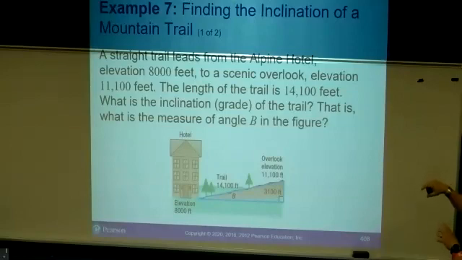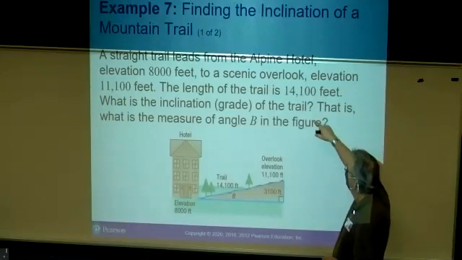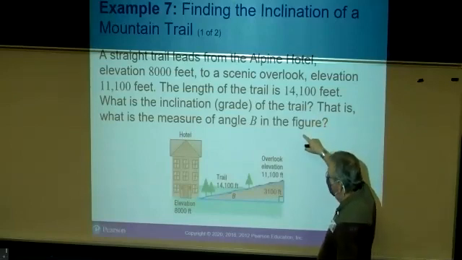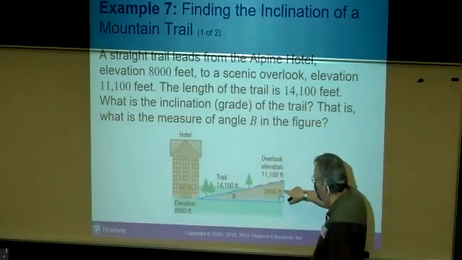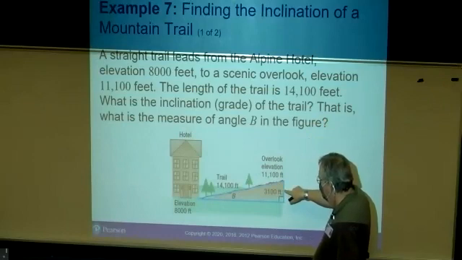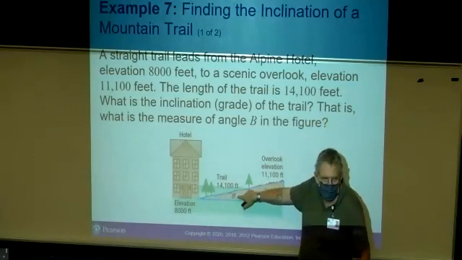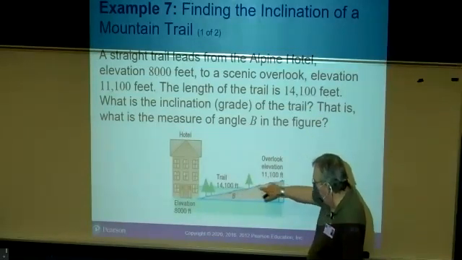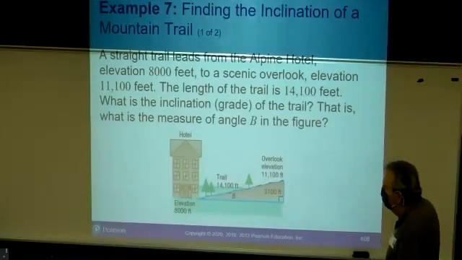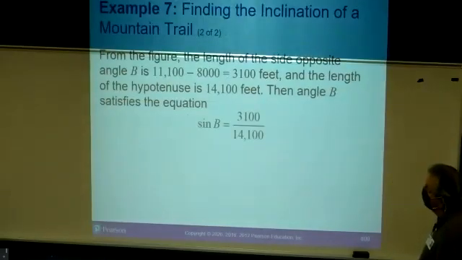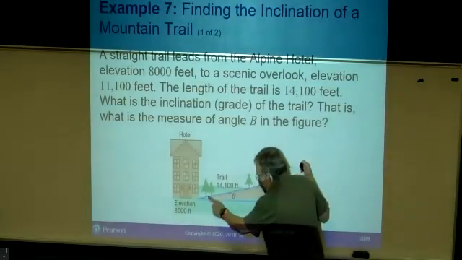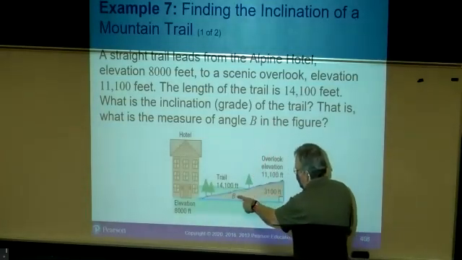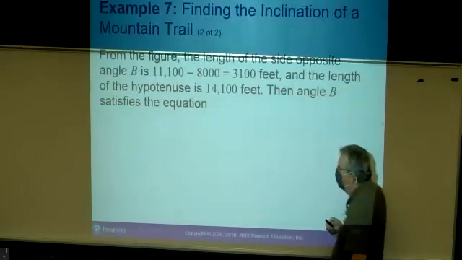Anyway, what do they want to find out? Okay, so they want to know the inclination or the grade of the trail. In other words, what's that angle? Well, I have the length of 2 sides. I could figure out the third side, but no, all I need is tangent of B equals the opposite over the adjacent. Oh, because 14,100 is the hypotenuse. Okay. So yeah, they're gonna do the sine of B to get the opposite over the hypotenuse.